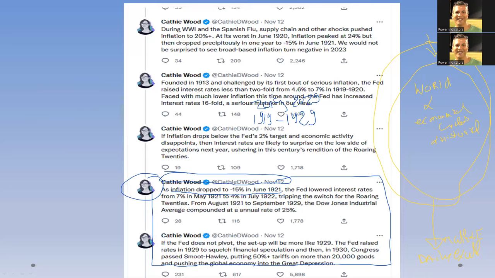So here she says the Fed lowered the interest rate from 7% in May 1921 to 4%, which tripped the roaring 20s, right? Now she's looking at the other side: if the Feds are not pivoting, we are setting up more like 1929, where the Feds kept on increasing rates to squelch financial speculation, and then Congress did something else, right? So your risk management work starts at the economical cycle and the world.